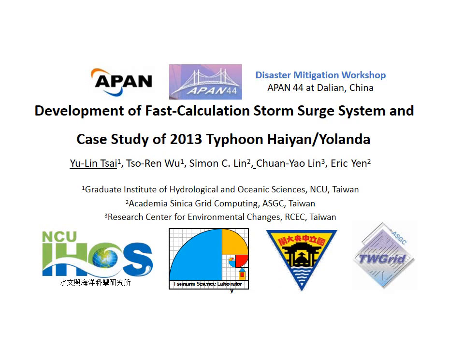Today's topic is about the development of the fast calculation storm surge system. After we have a system, we have some case studies about the 2013 Typhoon Haiyan, or the local name Typhoon Yolanda, to see some storm surge propagation and inundation in the coastal regions.